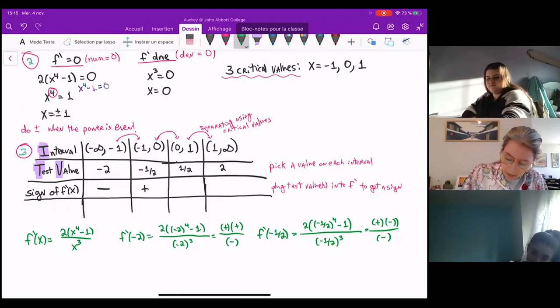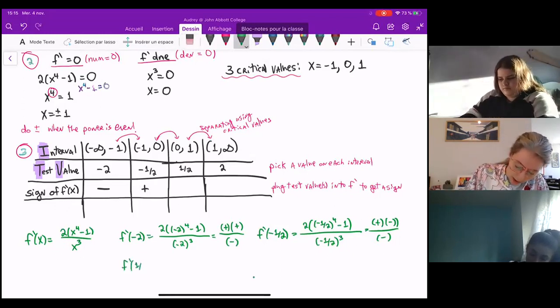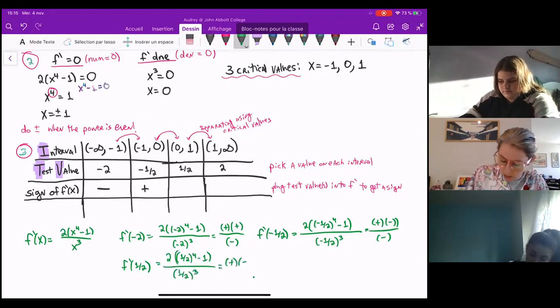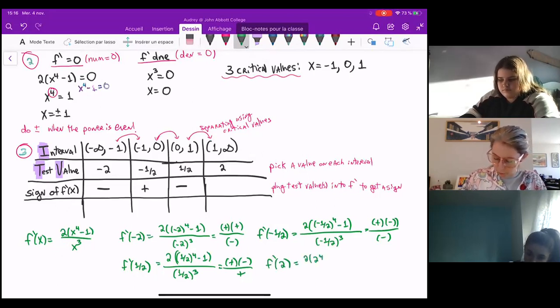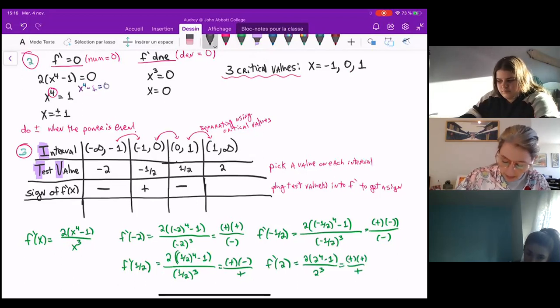And then we're going to do the same thing with 1/2. F prime of 1/2 is 2 times 1/2 to the 4th minus 1 over 1/2 cubed, which gives me positive, negative over positive. So here I'm back to having a negative sign. And then f prime of 2 is 2 to the 4th minus 1 over 2 cubed, which gives me positive, positive, positive, and I'm back to having a positive sign.